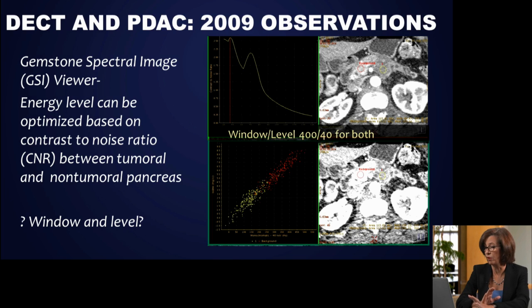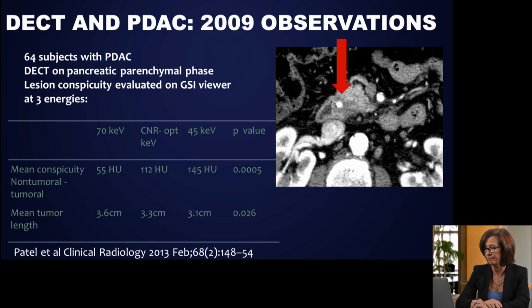So I've kept the level on purpose at 40 and the window at 400, so you can see the difference in the image that's due solely to the difference in energy level. There's no window and leveling that made it look that bright. So that begs to ask then, what is the ideal window and level for a low energy image? And we're going to get to that in just a moment.